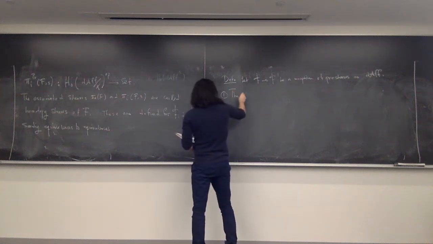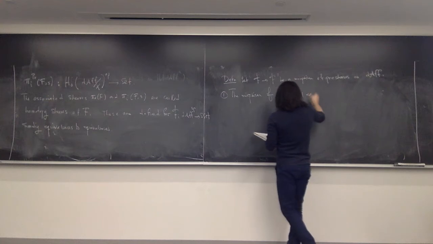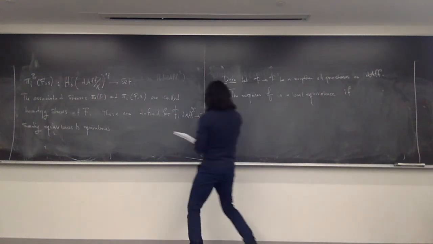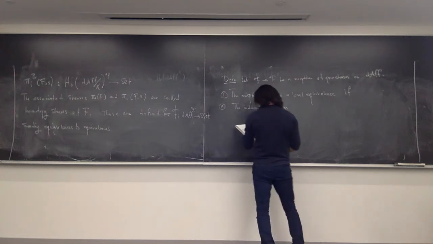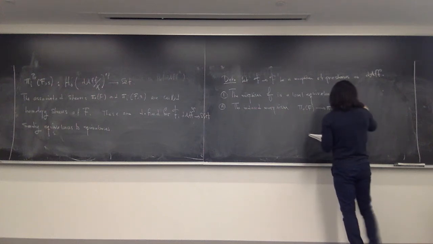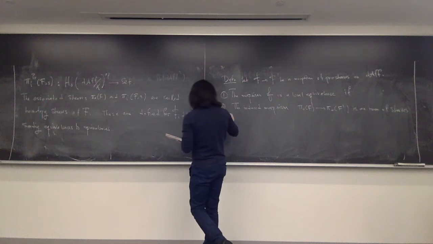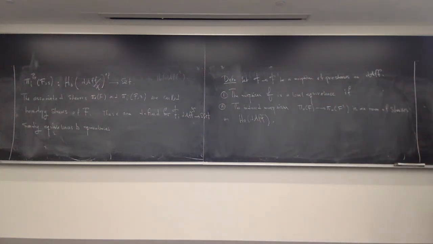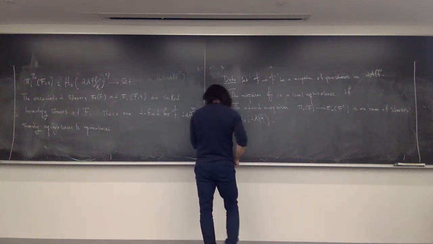The morphism F is a local equivalence if it satisfies certain conditions. One, that the induced morphism pi 0 of F to pi 0 of F prime is an isomorphism, as an isomorphism of sheaves in the category that these sheaves live in, and that's the homotopy category of the derived affine objects.